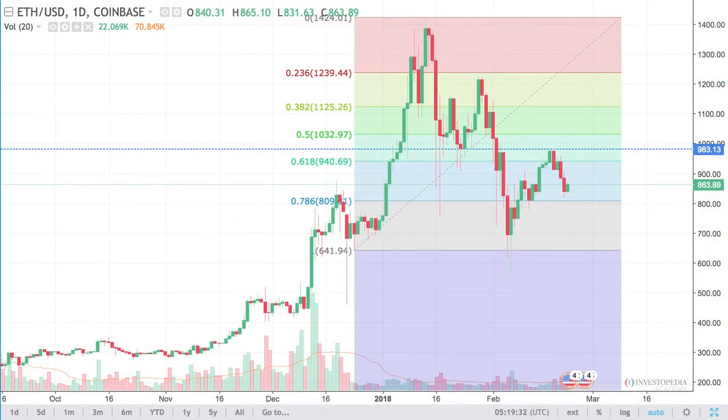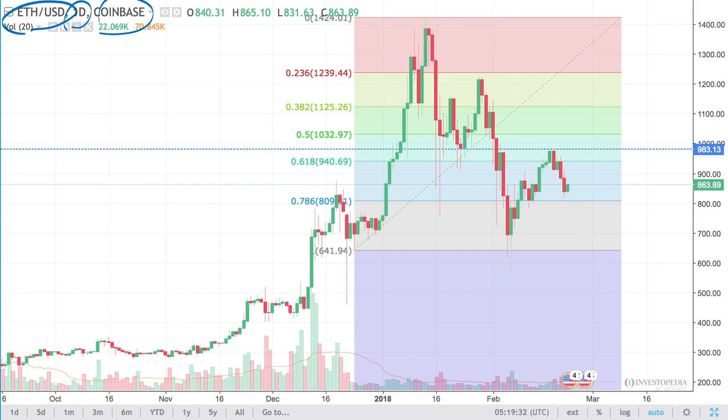Now, I'm asked the question, why do these Fibonacci retracements seem to work? They just sound like magic numbers. And the truth is they work because people believe they work, and so it becomes self-fulfilling. So look at this chart of Ethereum versus the US dollar. It's a daily chart. It's on Coinbase. This is a similar time period to when Bitcoin hit its $20,000 high and pulled back.